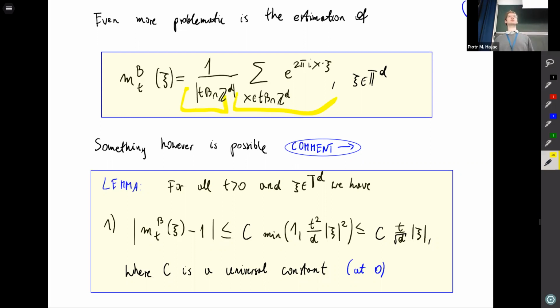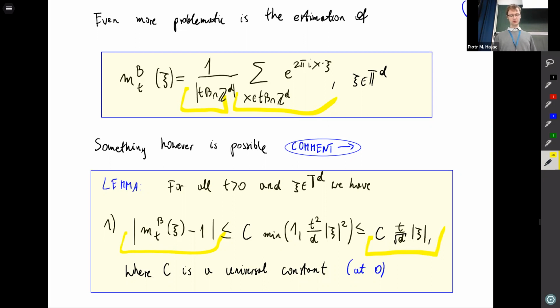So it's a more difficult question in a way than just speaking about the size of the set TB intersected with ZD. However, something is possible and something is quite easy to see. For example, it's easy to get the estimate at 0 in this way. Okay, I'm not going to show you how, but after a moment's thought, one can do it.